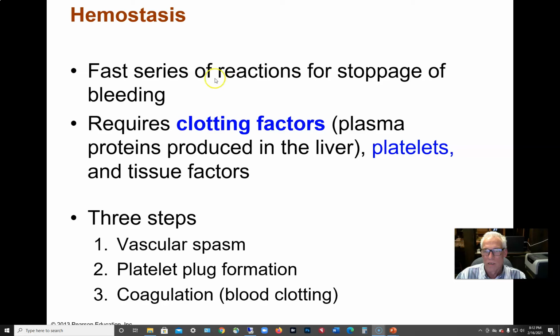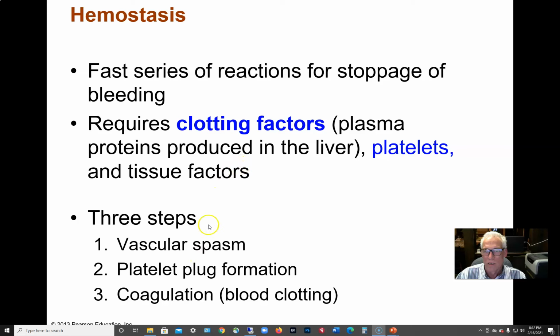So what are we going to need if we're going to stop bleeding? We need two things. We need a bunch of proteins that come from the liver called clotting factors. We mean clotting proteins. There's a whole family of proteins, as we'll see in a minute, that have to be produced. Missing one single clotting factor means a bleeding disorder. And we need platelets. You've got to have platelets to have good coagulation or clotting.